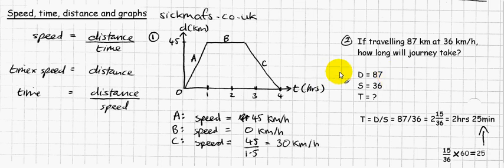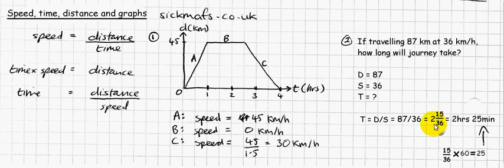So what's the formula for working out time? Time is equal to distance divided by speed. So time is equal to distance divided by speed, which is 87 divided by 36, which is equal to 2 and 15 over 36. So it's basically 2 hours and that much more of the third hour.